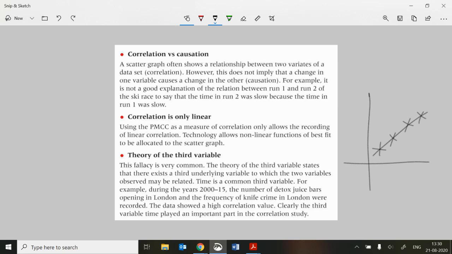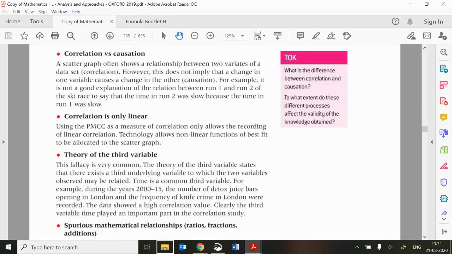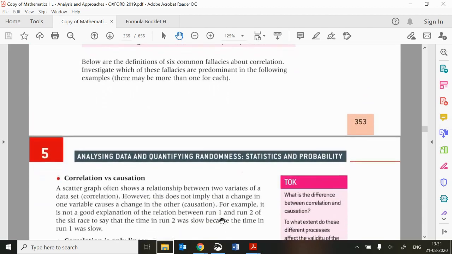Okay, now correlation only being linear. Now, the other thing is, if we get out R equal to 0.1, that doesn't mean to say that there's no correlation. Okay, because we talked about this before, we could end up having correlation which is based on a different type of function. So correlation is not only linear, this is a fallacy. This is not true. That's what they're saying here. And that's what they started off with. They're saying these are common fallacies.